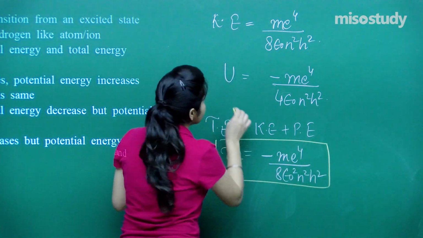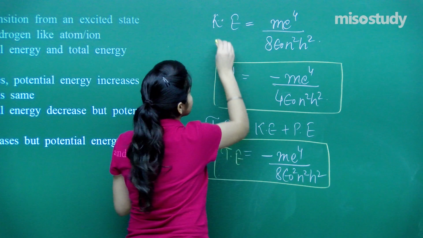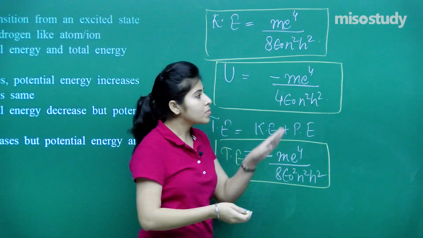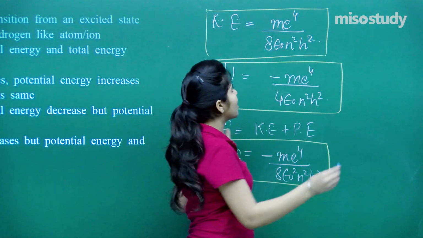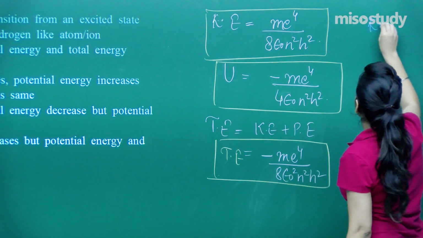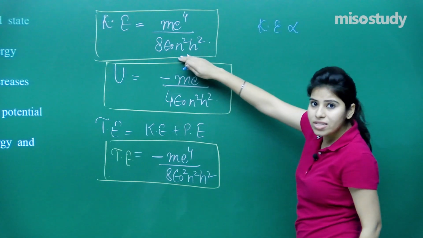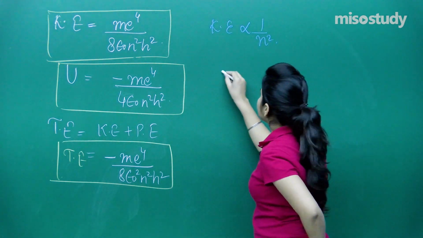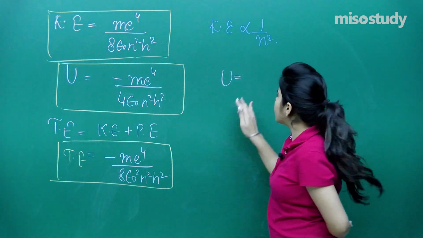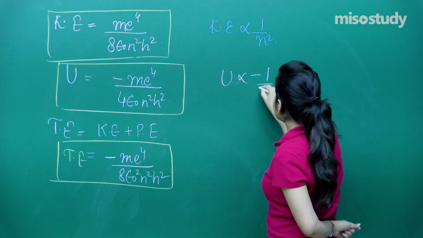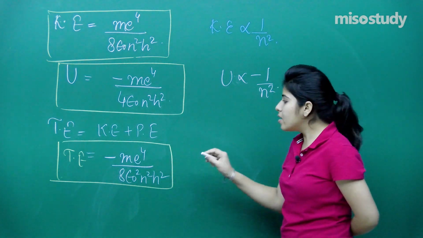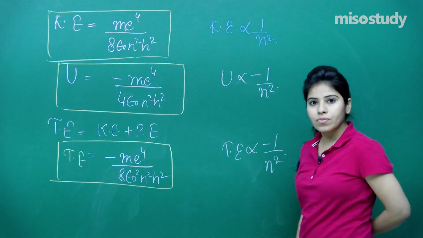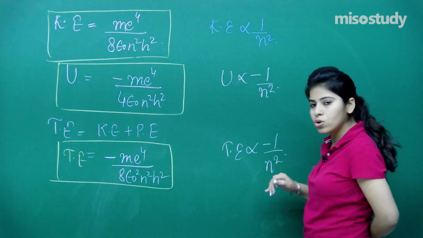Now you are having three formulas before you: the formula for kinetic energy, potential energy and total energy. What is important over here is that kinetic energy is inversely proportional to n square, and your potential energy is proportional to minus 1 upon n square. Similarly, your total energy is again directly proportional to minus 1 by n square.